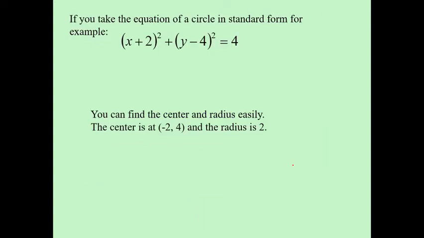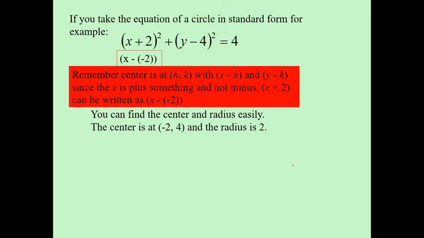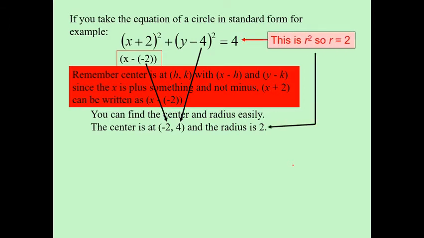If you take the equation of a circle in standard form, for example, remember the center at (h, k) with x minus h and y minus k. And since the x is plus something and not minus something, x plus 2, it can be written as x minus a negative 2. So again, you take the opposite number of what is in the parentheses. You can find the center and radius easily. The center is at (-2, 4), and the radius is 2. So that's where those numbers are coming from. Remember, r squared is 4, so r is equal to 2.